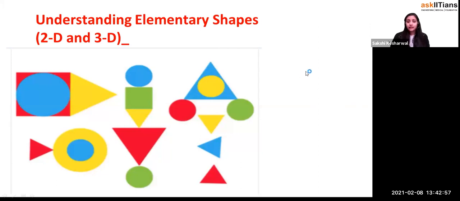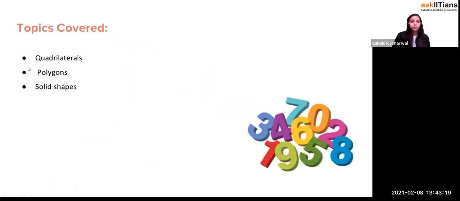Today we are starting with understanding elementary shapes in 2D and 3D. Here you will be learning things which will be a part of class 7th, 8th, 9th, 10th onwards, but this is again taught in class 8. Once you have understood this topic and memorized these properties, it will definitely help you in the higher grades also. We'll be doing the topics over here: quadrilaterals, polygons, and solid shapes. Till now we have been doing everything on lines, line segments, and angles. So we'll be learning more about it.